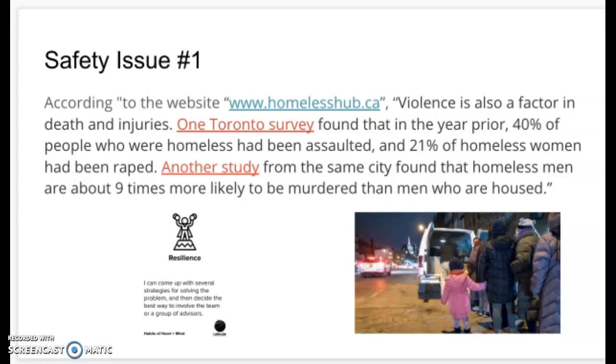Specifically, 40% of people who are homeless have been assaulted. 21% of women that are homeless have been raped, and men are more than 9 times more likely to be murdered. So, massive safety issue. And you can see that I also put the resilience deck here, or the resilience card specifically. So why I talked about this, what I would love to see from you guys is to share about the resilience that you're seeing in my class, or maybe you're not seeing and you want to grow toward.